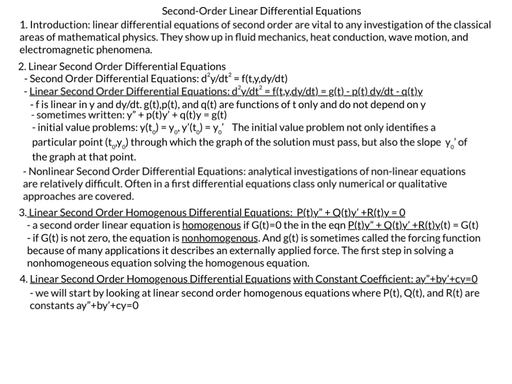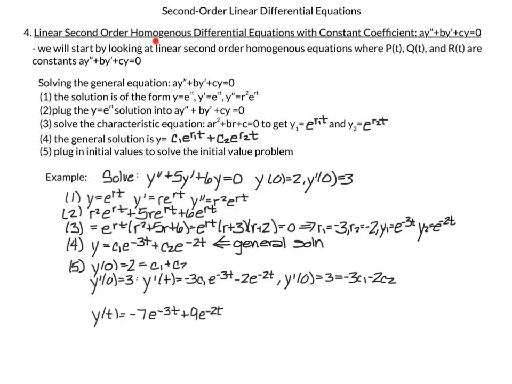But in this video, we further simplified and said instead of p of t times y double prime, q of t times y prime, and r of t times y, we're going to replace these functions of t with constants a, b, and c. So we solved linear second-order homogeneous differential equations with constant coefficients, a y double prime plus b y prime plus c y equals 0. And when we solved this equation, we came up with a general method for solving these equations, and we did a few examples.